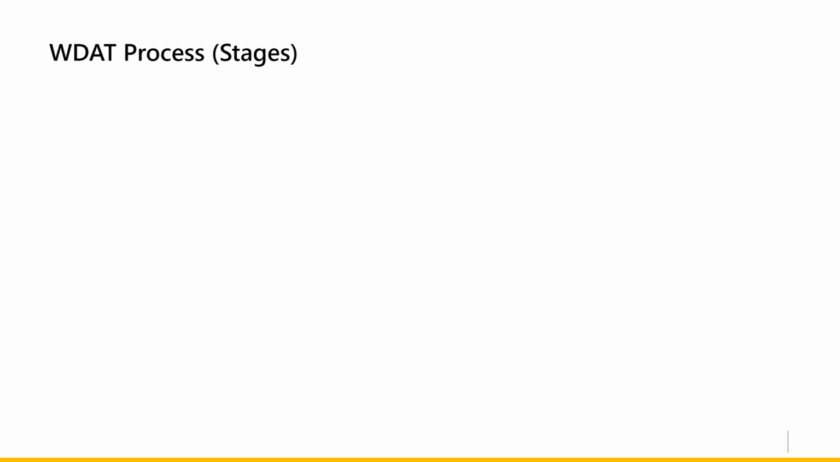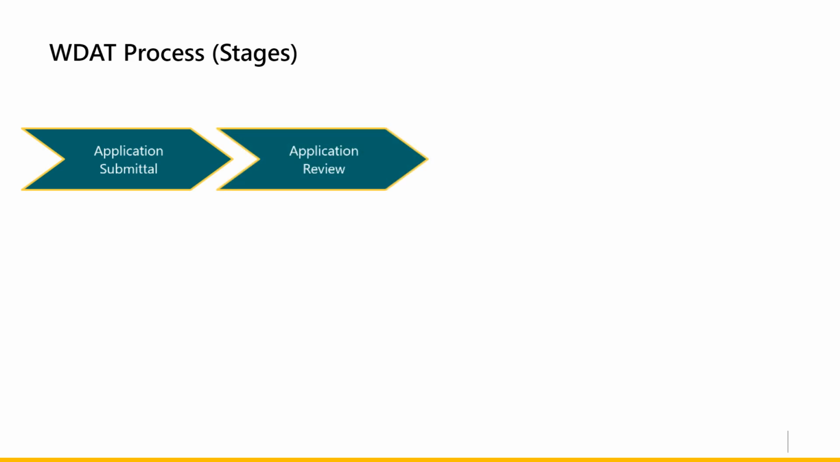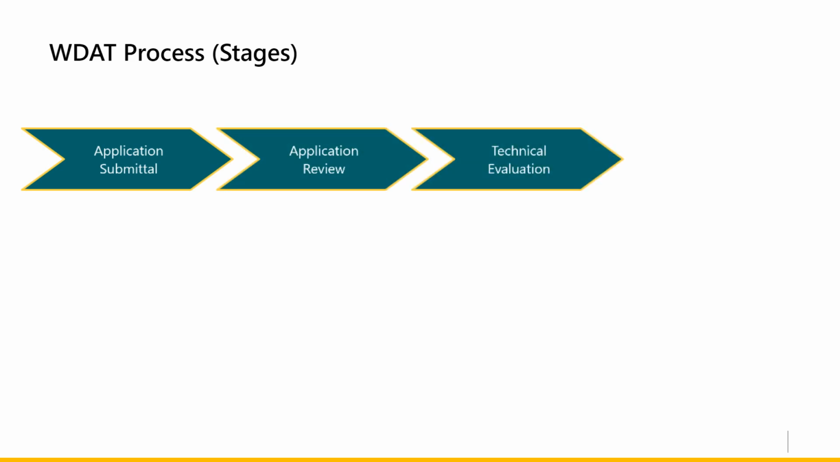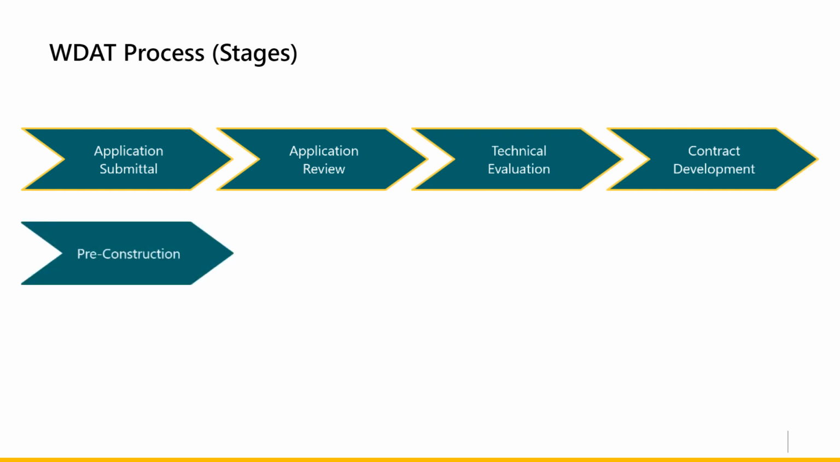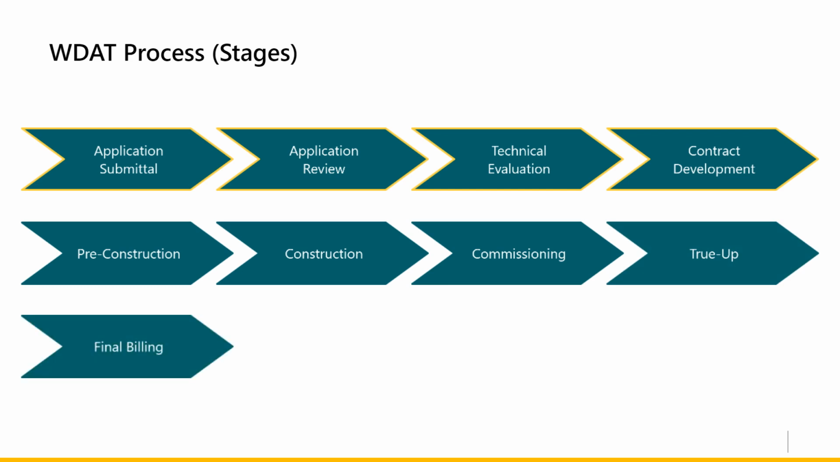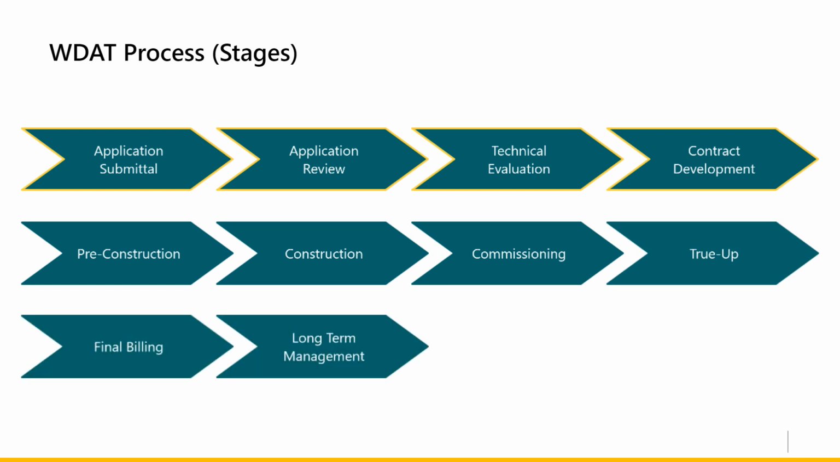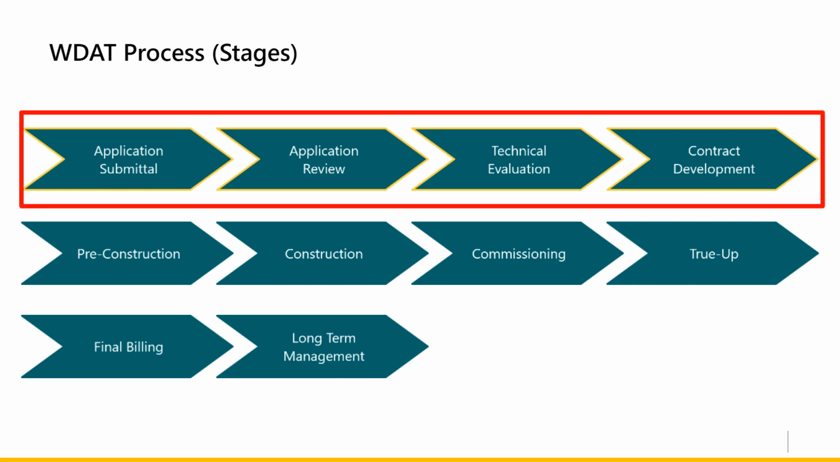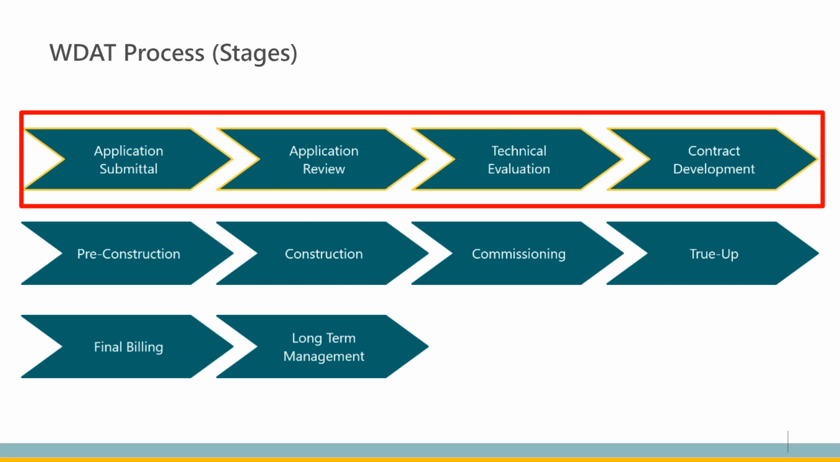WDAT process. There are 10 stages in the WDAT process: application submittal, application review, technical evaluation, contract development, pre-construction, construction, commissioning, true-up, final billing, and long-term management. Each stage is being developed in GIPT in drops, with a current drop for application submittal through contract development. Each stage has actions for SCE and customers to complete to move to the next step in the workflow. Refer to the Generator Interconnection Procedures for more information on the workflow and timeline.